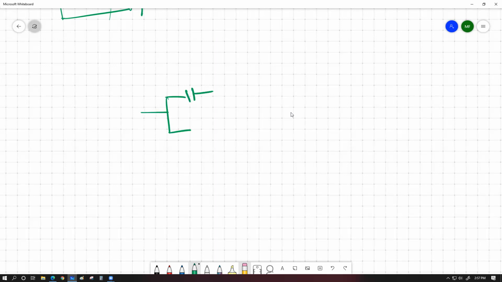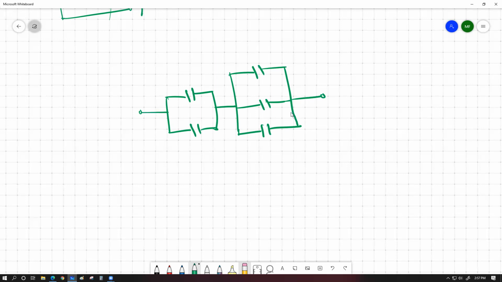We have two capacitors in parallel. With that, we have three capacitors in parallel. And in this case also, they are all identical capacitors, and the question says that they have 6-volt max applicable for individual capacitor. Now, what is the maximum voltage that you can apply across this AB connection point?